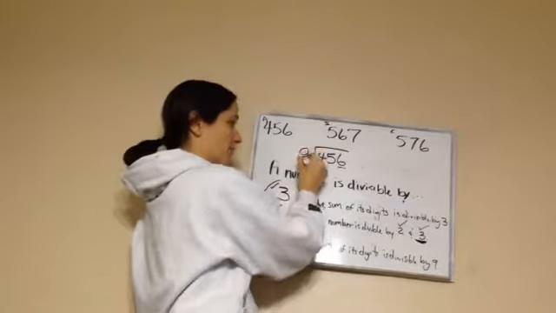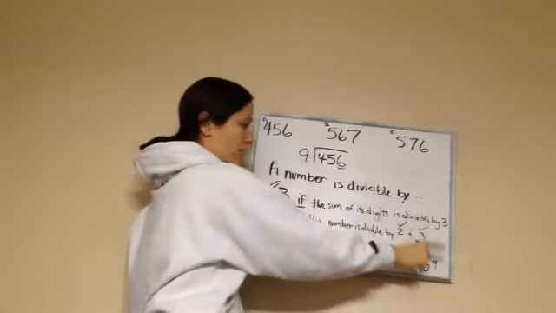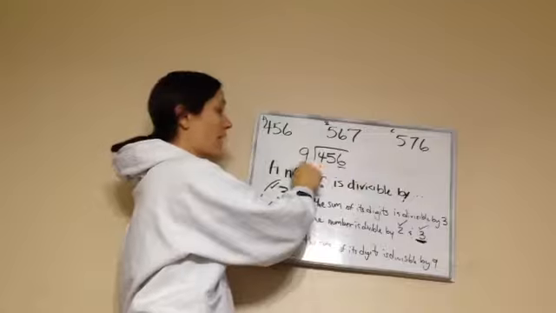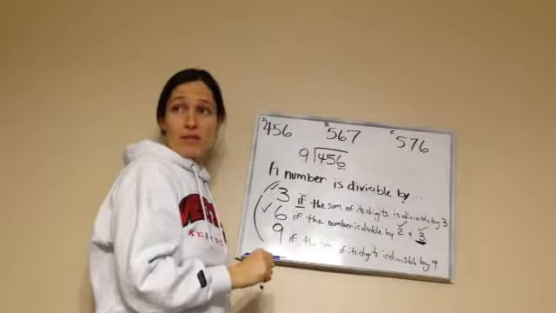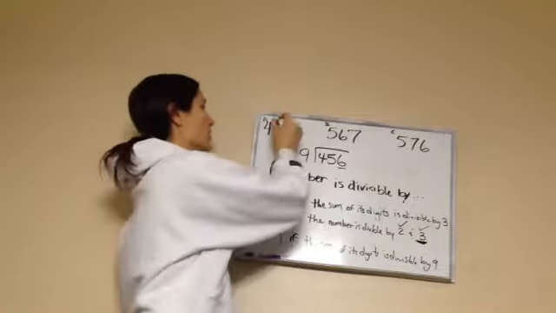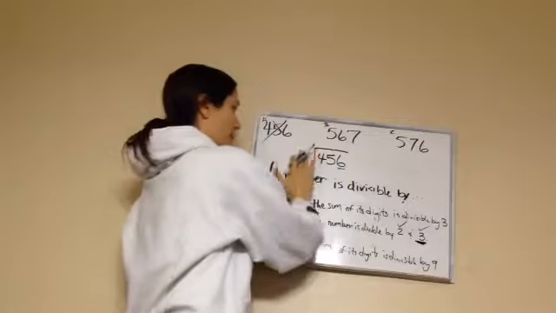Now, 9. It's divisible by 9 if the sum of its digits is divisible by 9. Well, the sum of its digits was 15, right? So 9, will it go into 15 evenly? No. So this one doesn't work. All right, so let's go to this one.